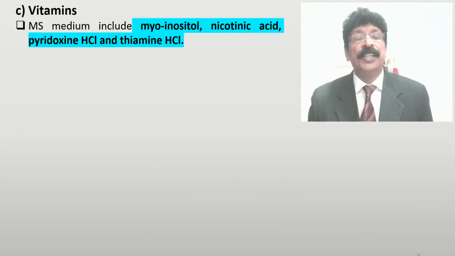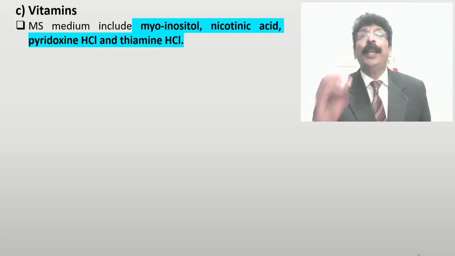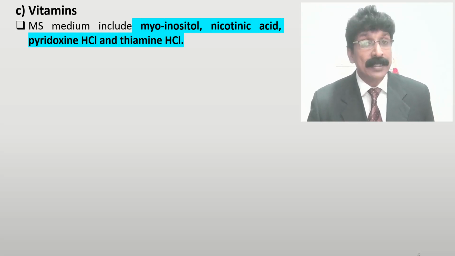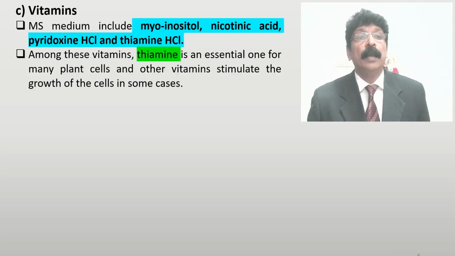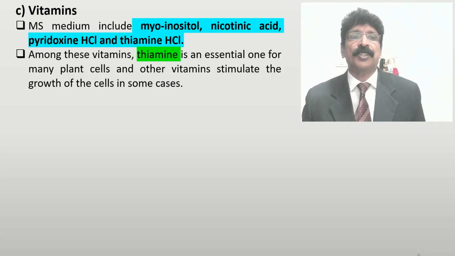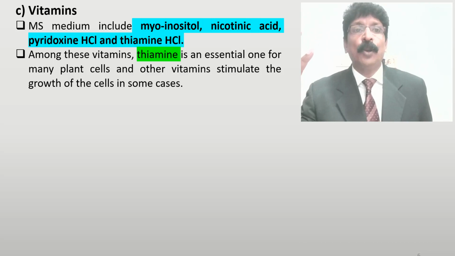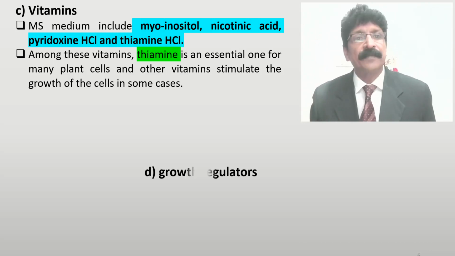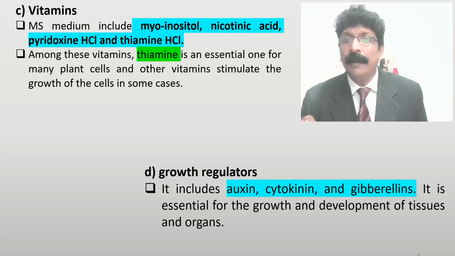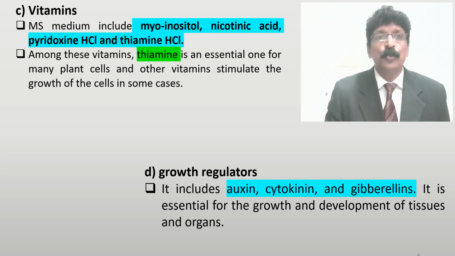Number 3, that is C, vitamins. Murashige and Skoog or MS medium includes myo-inositol, nicotinic acid, pyridoxine hydrochloride, and thiamine hydrochloride. Among these vitamins, thiamine is an essential one for many plant cells, and other vitamins stimulate the growth of the cell in some cases. Growth regulators, which you have studied, include auxin, cytokinin, and gibberellins. They are essential for the growth and development of tissues and organs.